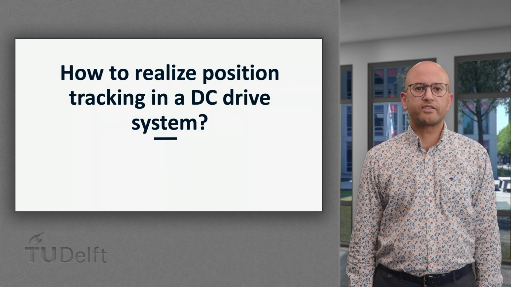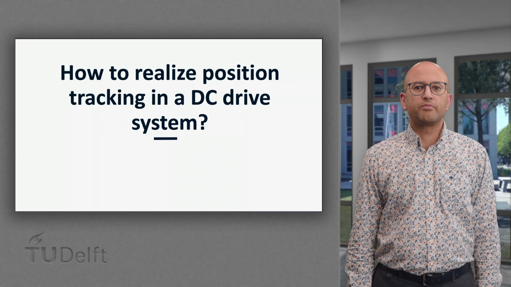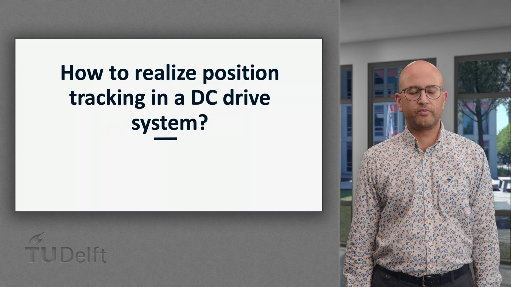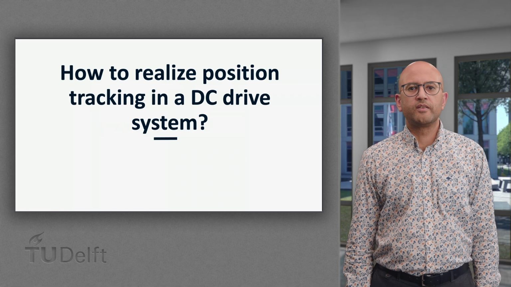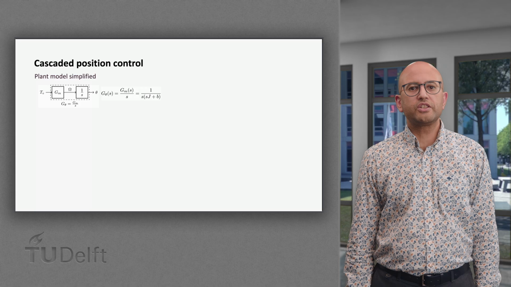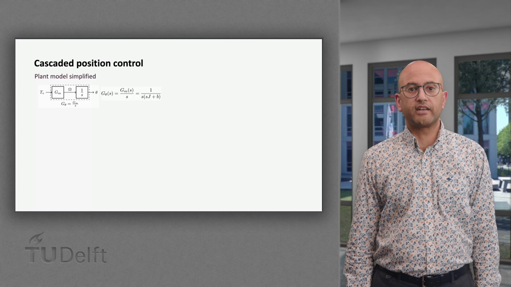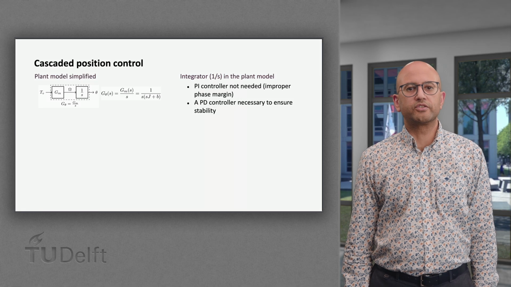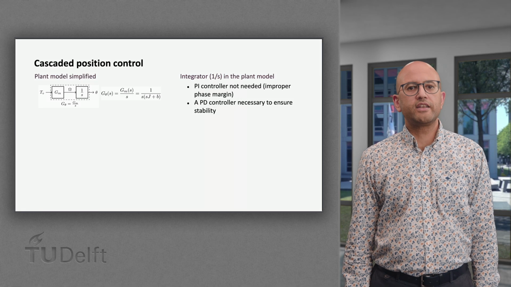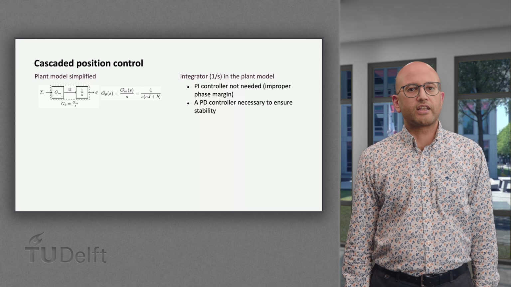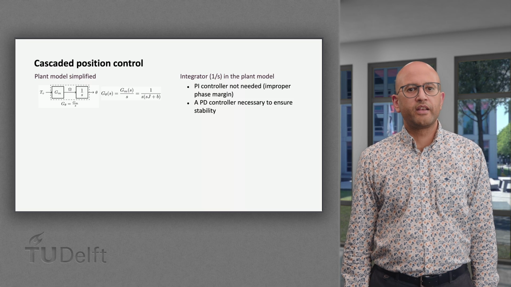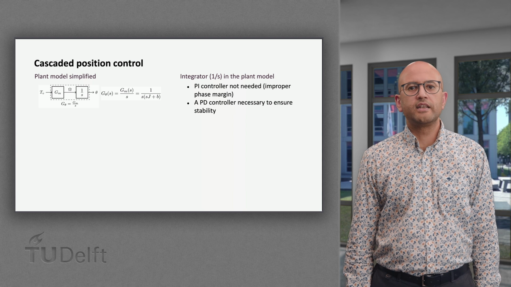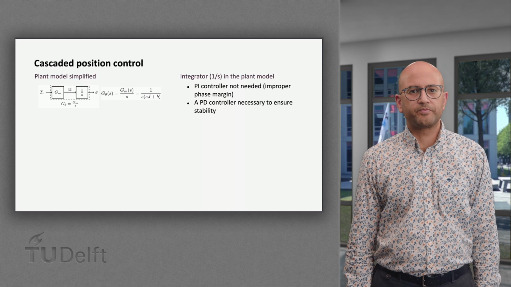The next question for us is how to realize position tracking if the application requires precision position control. The transfer function from the speed to the position is just 1 over S, an integrator. This integrator, however, brings problems to a PI controller. It introduces phase delay and will give us an improper phase margin. Therefore, a PD controller, that is to say, a proportional differential controller, has to be used to ensure stability.